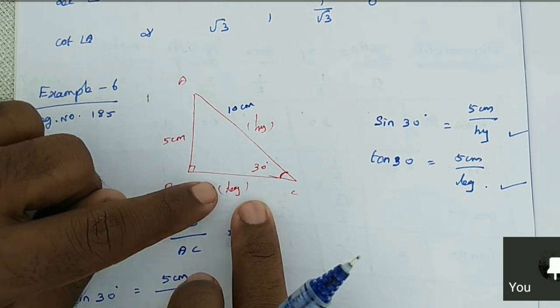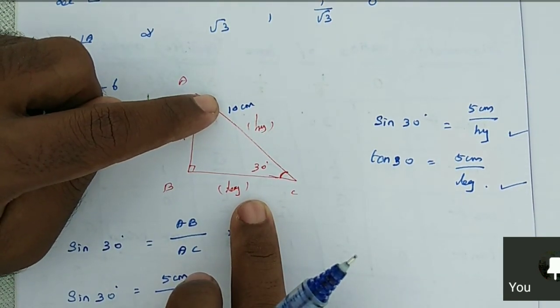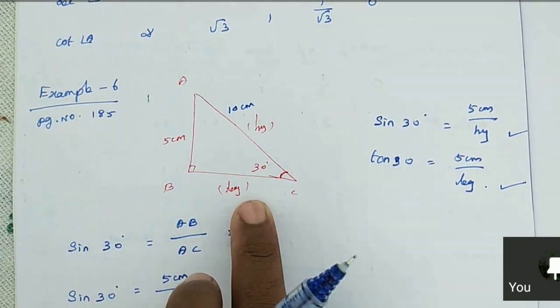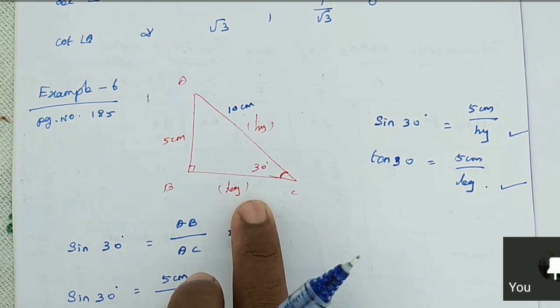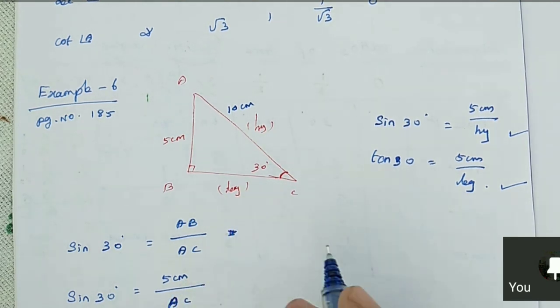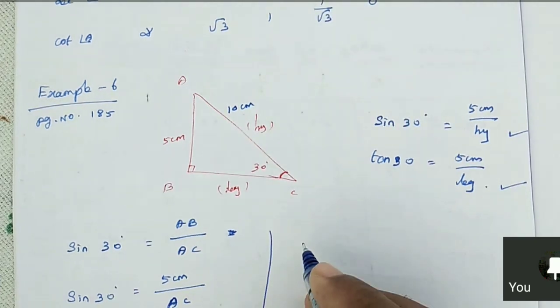Cos is opposite by hypotenuse. Now we know the hypotenuse, right? One known value, one unknown value. So from this also we are able to find it. First we can use, as usual, the Pythagoras theorem. Clear?